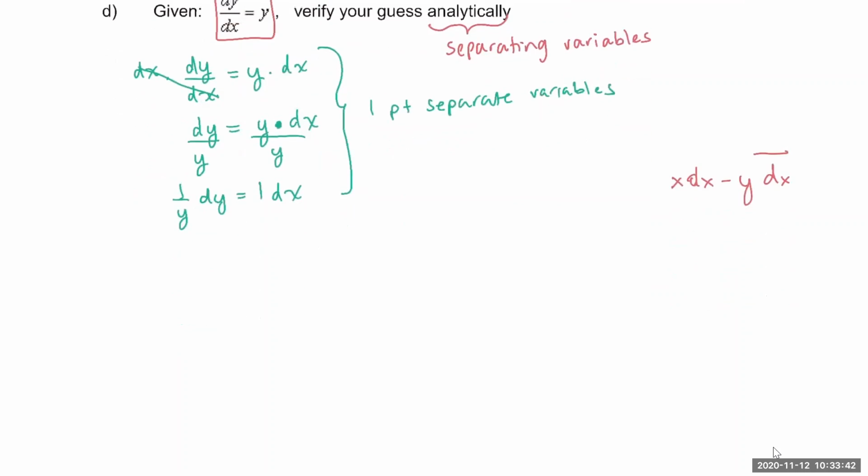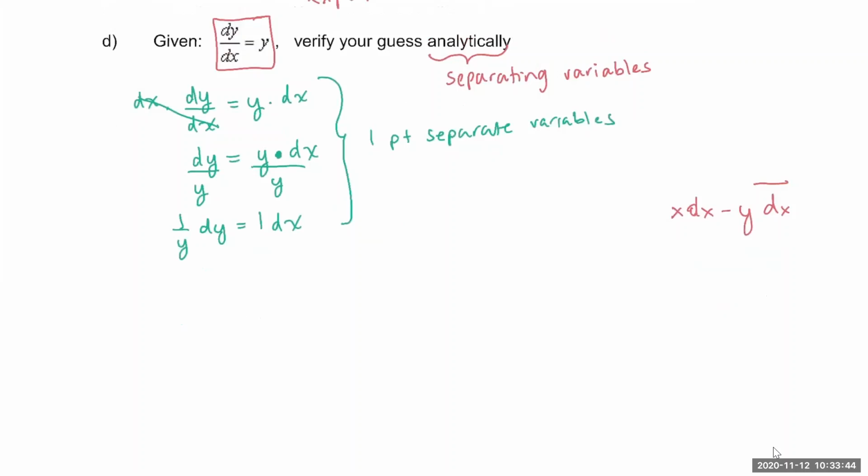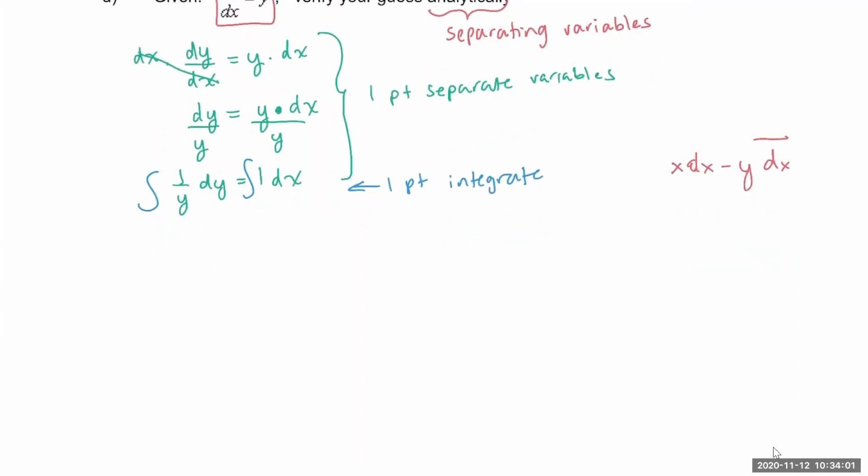Okay, and then the second point would be awarded for integrating both sides. So at this point, I'll just switch colors here. You are to integrate both sides, and this is going to be the second point, integrate. Okay, so I get ln of absolute value of y over on the left. We're going to integrate both sides. Integrate 1, we get x.